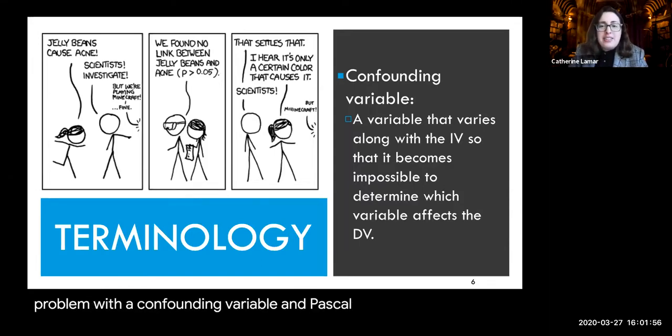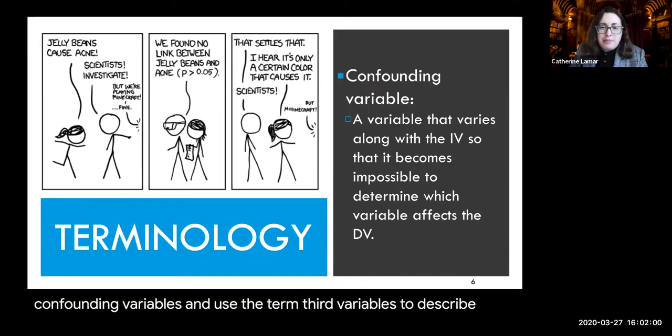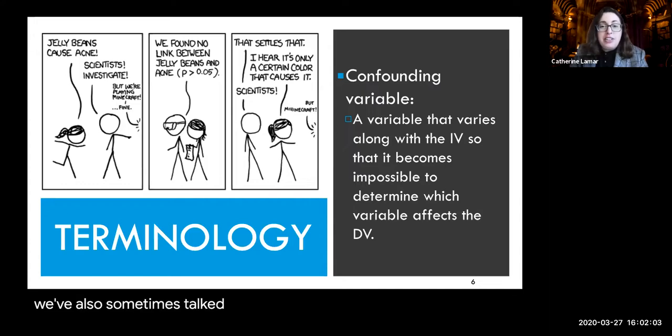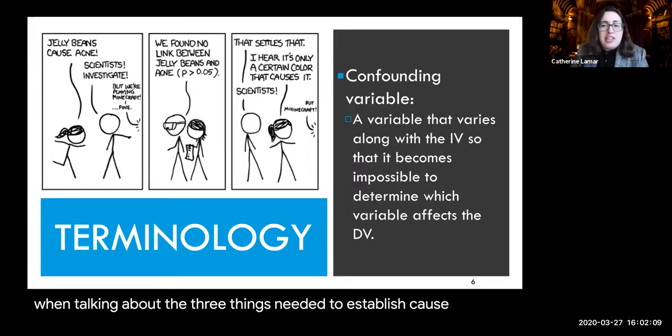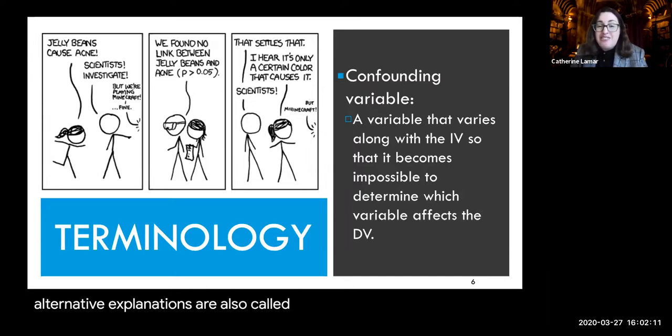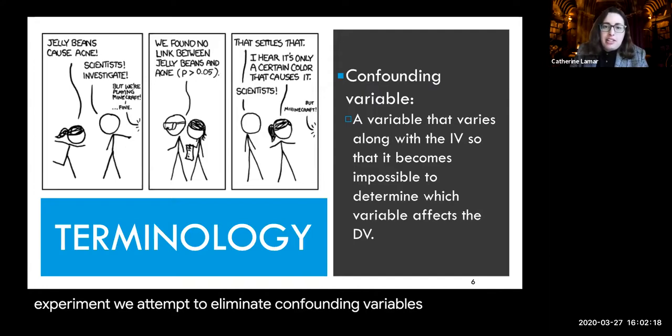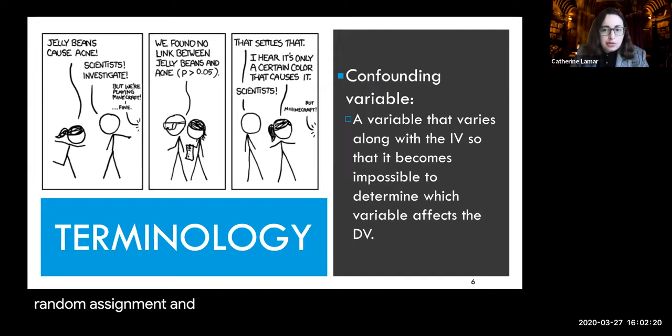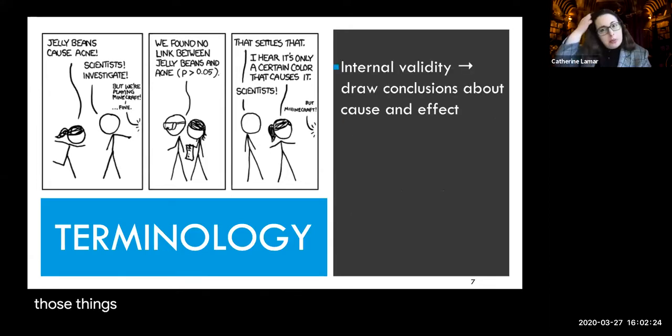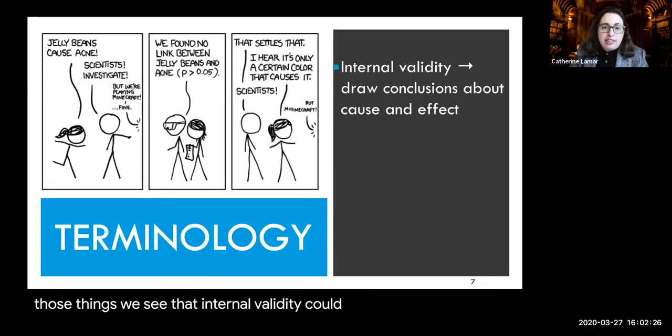In past classes, we've talked about confounding variables and used the term third variables to describe them. We've also sometimes talked about eliminating alternative explanations when talking about the three things needed to establish cause. And those alternative explanations are also called confounding variables. With an experiment, we attempt to eliminate confounding variables by using random assignment and experimental control. And when we don't do those things, we see that internal validity could be threatened.